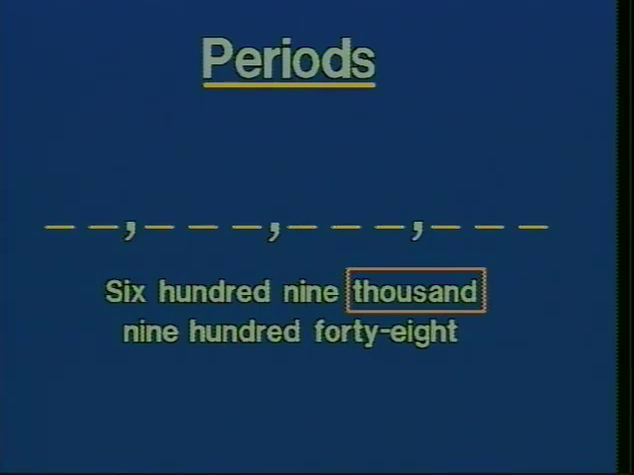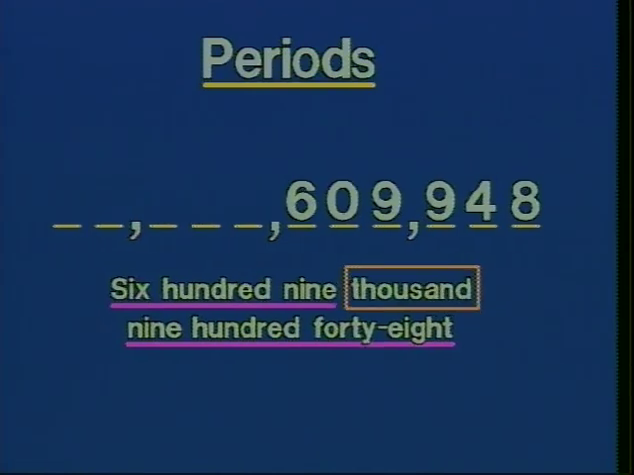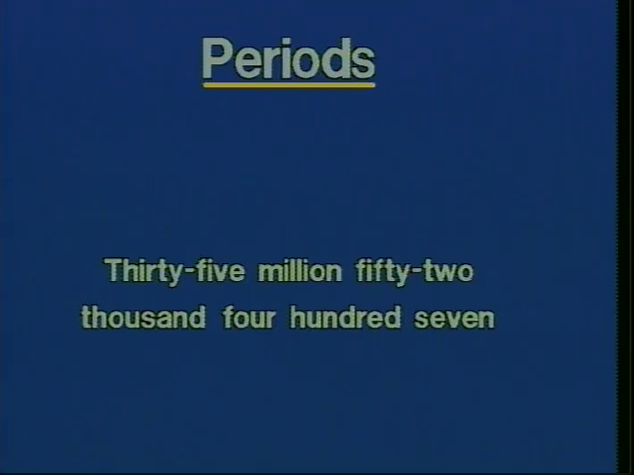Now what digits will go in that thousands period? Well, it turns out that the digits will correspond to the number preceding the period name. So we have 609 in the thousands period, and then we write that down. And then we proceed to the number that is in the next period. It turns out to be 948. So we write 948.